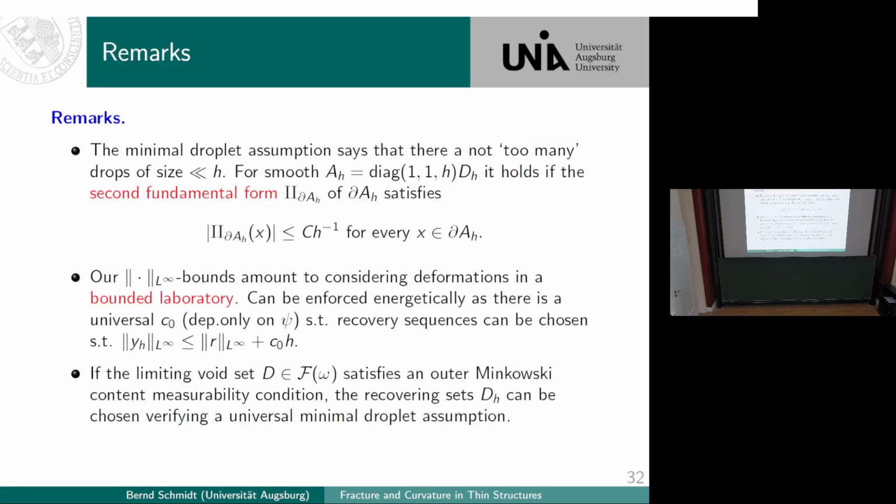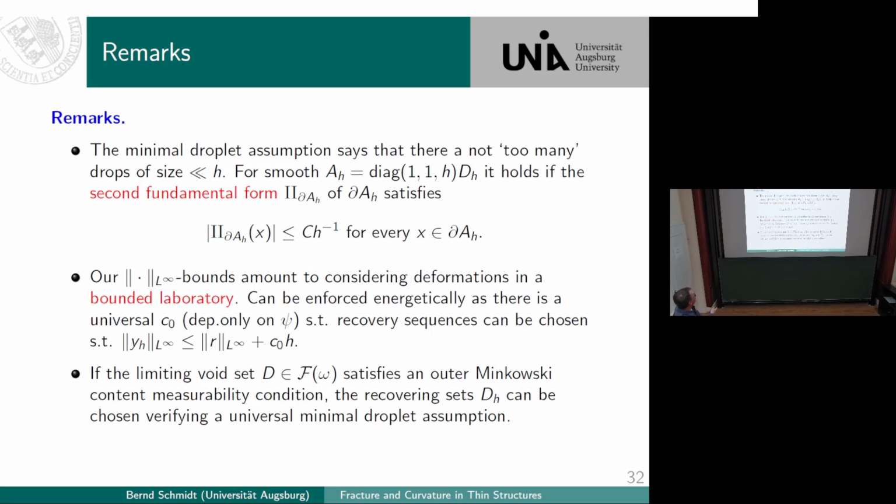So let me end by making the following remarks. What is this minimal droplet assumption I mentioned? This is the void set in the rescaled picture. These are the voids in the physical picture. You're absolutely on the safe side if you know that the second fundamental form of all the voids is bounded by a divergent bound only. So it can be diverging, scaling with 1/h. So eventually this condition vanishes. But our condition is a bit more general. We don't need it pointwise. But if I write this down, it's a bit of a long formula.